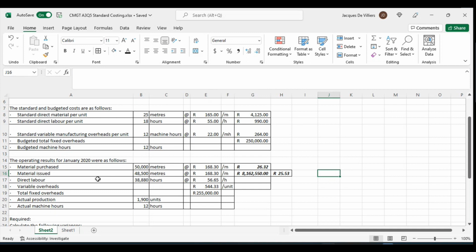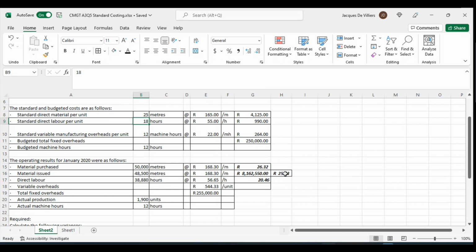not per meter. Our direct labor hours, well, that was a total of 38,880 hours multiplied by 56.65. So I have a look at that. I see that my total per unit again is 20.46 hours. Now, once again, look at this. You can already see something happening here. 20.46, we planned for 18.